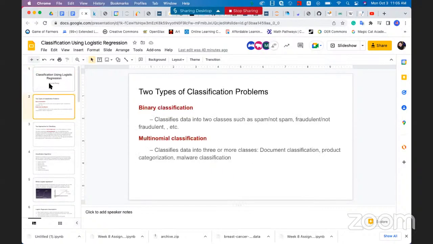There are two types of classification problem. Sometimes the target variable only has two values: 0, 1, yes or no, dog or not dog. These are called binary classification. And sometimes the target variable has multiple unique values. That's called multinomial classification.